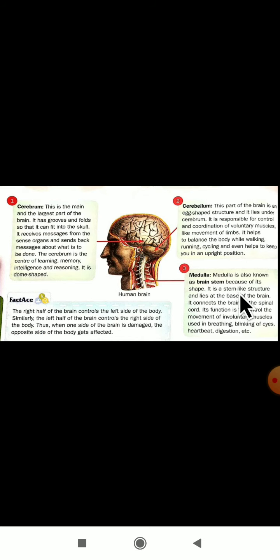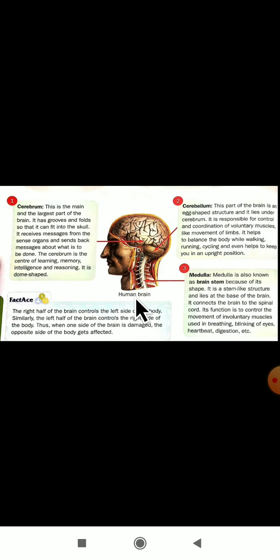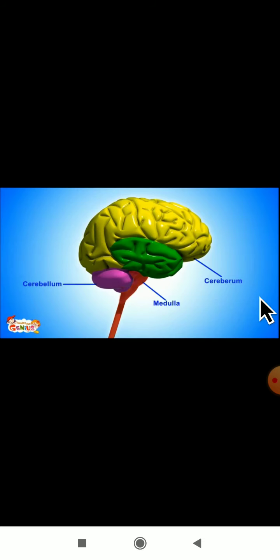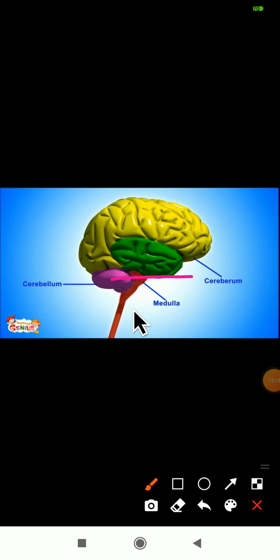It is a stem-like structure and lies at the base of the brain. Yes, dear students, how is it? It is a stem-like structure, and where does it lie? It lies at the base of the brain here. Where is it? At the base. Yes, this is the base. So it lies at the base of the brain here.